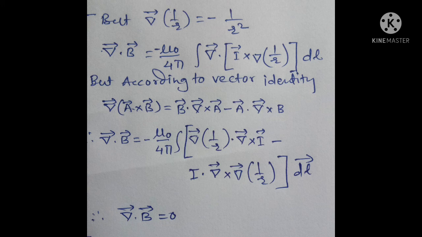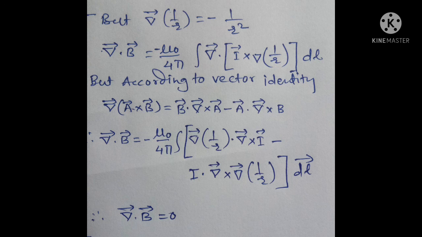But according to the vector identity, del dot vector A cross vector B is equal to vector B dot del cross A minus vector A dot del cross vector B. Putting this identity in the above equation, we get del dot B equal to minus mu 0 upon 4 pi integration in bracket vector del into 1 upon r dot vector del cross vector I minus I into del cross del into 1 upon r into vector dl.